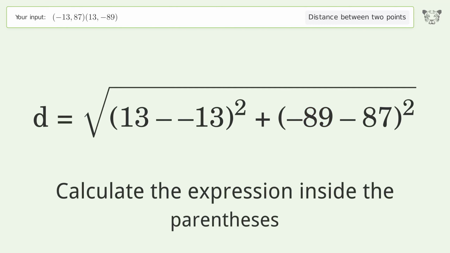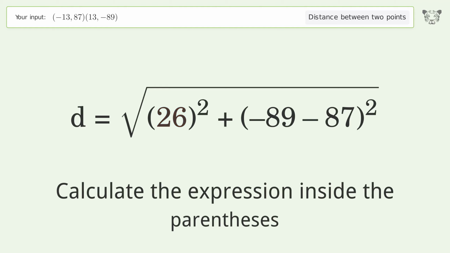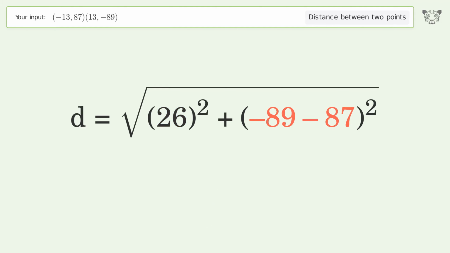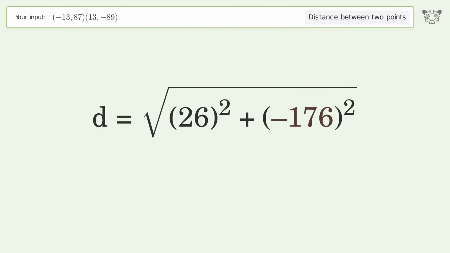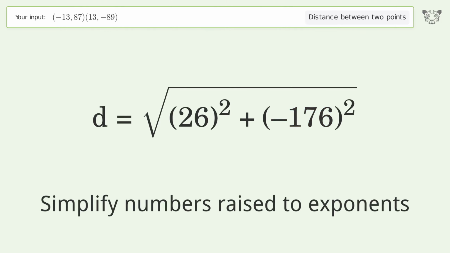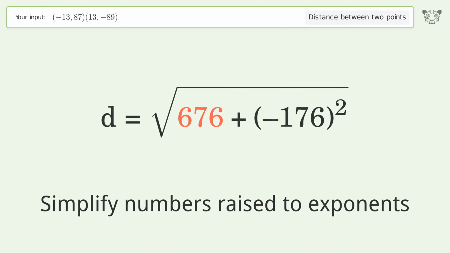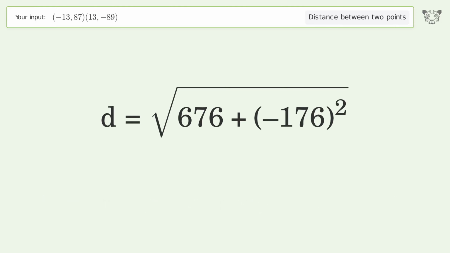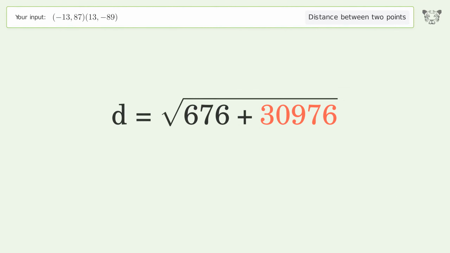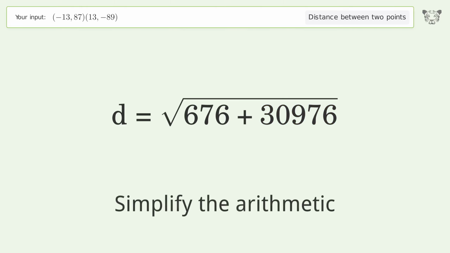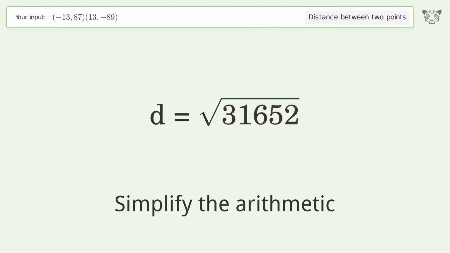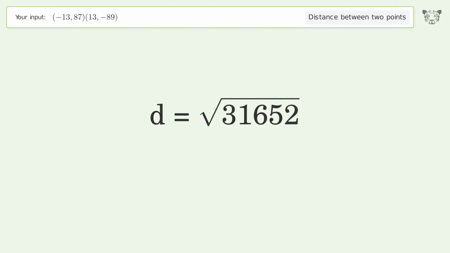Calculate the expression inside the parentheses. Simplify numbers raised to exponents. Simplify the arithmetic. And so the distance between the 2 points is the square root of 31,652, or 177.91.